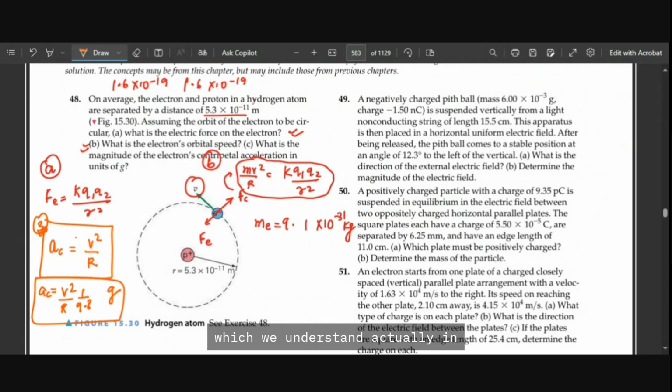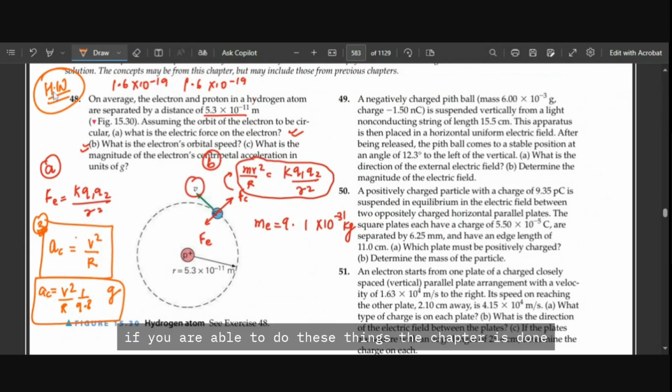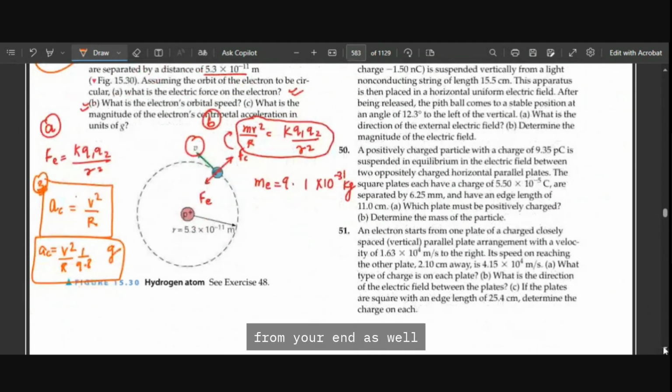This is the thing we understand in circular motion. You must have understood circular motion in 2 dimensions. That is the case you need to keep in mind to solve such problems. Again, this is your homework. Make sure you do it as a part of the revision. If you are able to do these things, the chapter is done from your end as well.